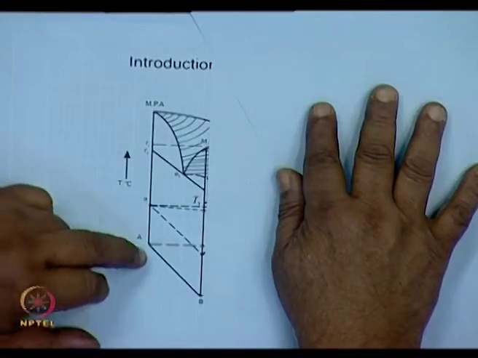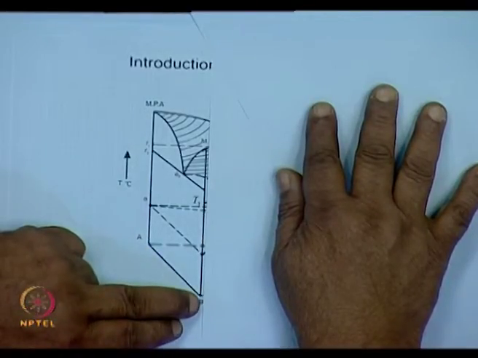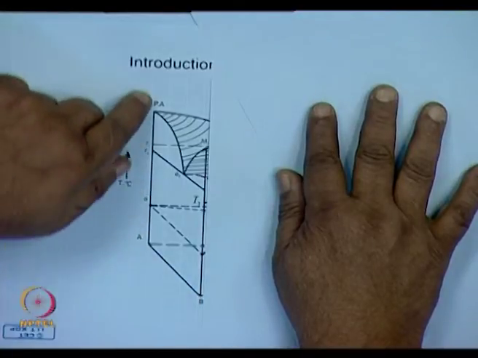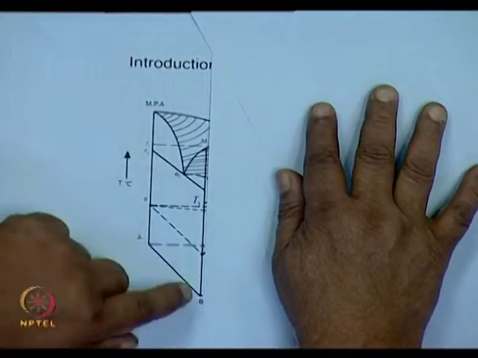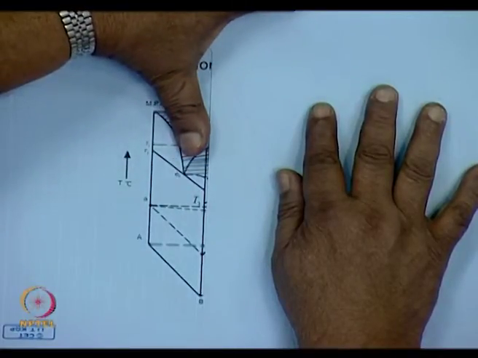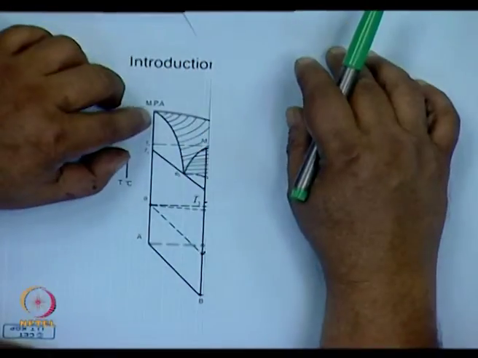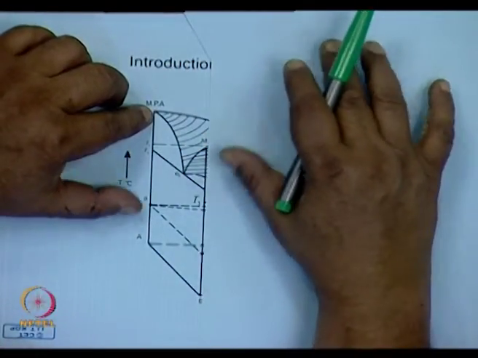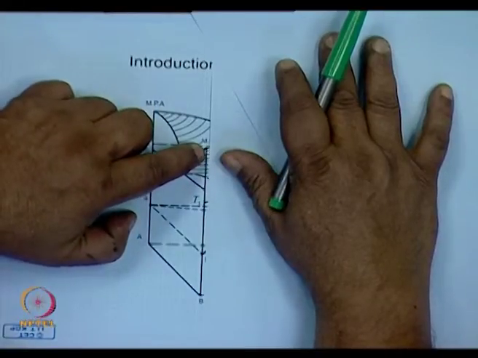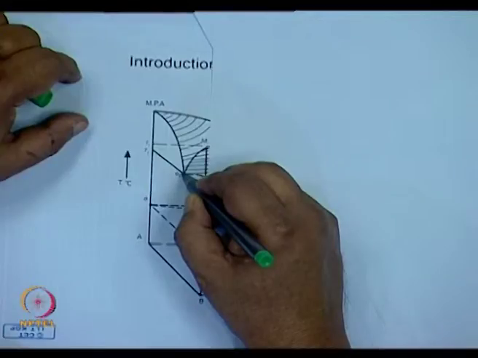This is a two-phase diagram of a system AB. This is the temperature scale. Ignore this part for the time being. So here, this is the melting point of A. This is where the melting point of B is. And the standard eutectic, which you know, is over here.